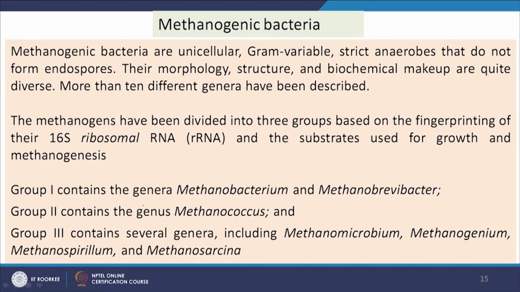Group 1 contains the genera Methanobacterium and Methanobrevibacter. Group 2 contains the genus Methanococcus, and group 3 contains several genera including Methanomicrobium, Methanogenium, Methanosporellum and Methanosarcina.